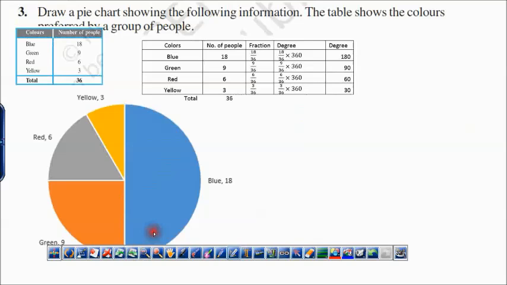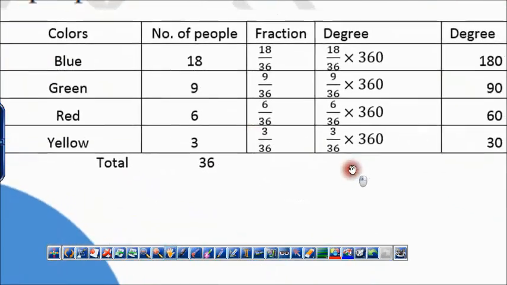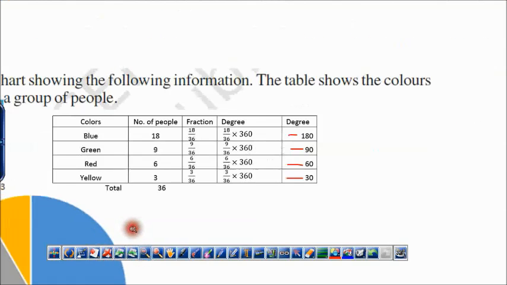ड्रॉ पाई चार्ट. टेबल शोज कलर प्रेफर्ड बाय ग्रुप ऑफ पीपल. ब्लू कलर कितनों को पसंद है. 18, ग्रीन 9, रेड 6, येलो 3. टोटल 36 पीपल आर देयर. स्टेप नंबर 1, कॉपी द टेबल and convert them to fraction, to degree, and degree is calculated like this, which you have to do it for yourself also. Blue, green, red, yellow. 18, 9, 6, 3. Convert to fraction, then convert to degree. 180, 90, 60, 30. और ये डिग्री लेके पाई चार्ट ड्रॉ करो. ऐसा दिखेगा.